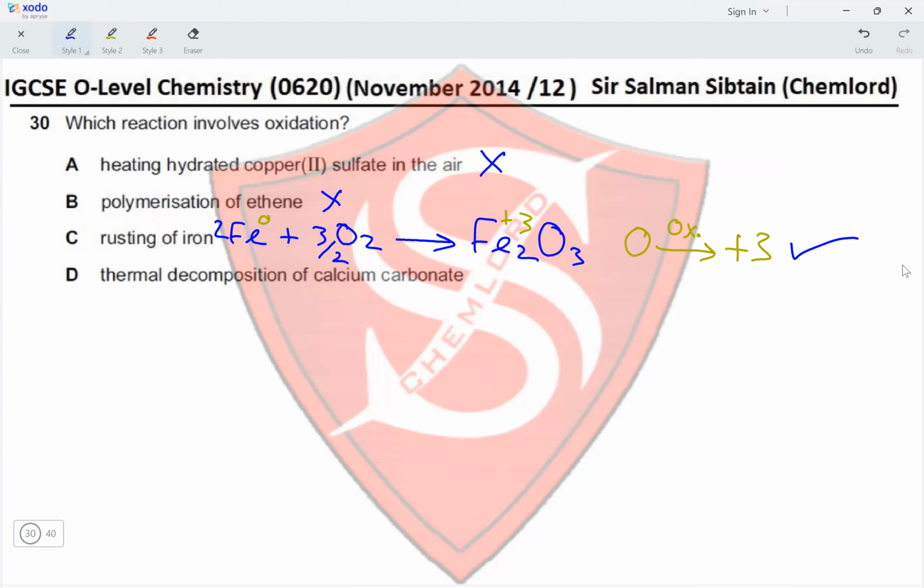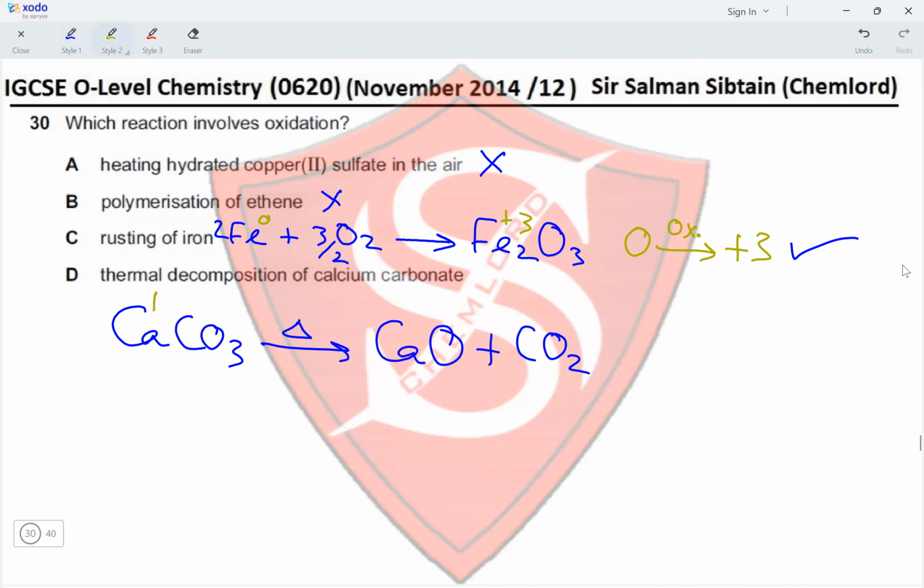And thermal decomposition of calcium carbonate. So when calcium carbonate decomposes, it forms calcium oxide plus CO2. So we have calcium having a +2 charge in calcium carbonate and calcium retaining the +2 charge in calcium oxide. So this is not a redox reaction. So oxidation will not happen. Therefore, the correct option for this question is option C.